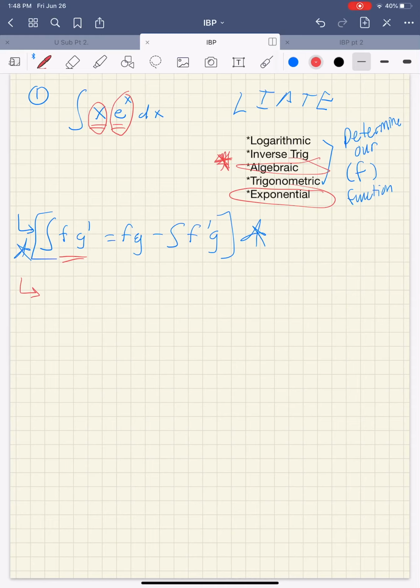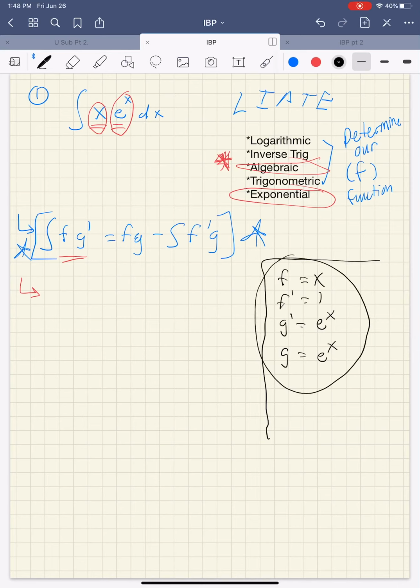Before we get started, I always like to make a little chart on the side before I get ahead of myself. So I write down f, and then f prime, g prime, and then g. And then I find all of these. We're already given two of them. Since algebraic came first, that means f is x, and the derivative of x is just 1. Then g prime is e to the x. If we take the integral to find g, it will just be e to the x. Now we have everything we need to plug into the equation. So this is just kind of like our guide.